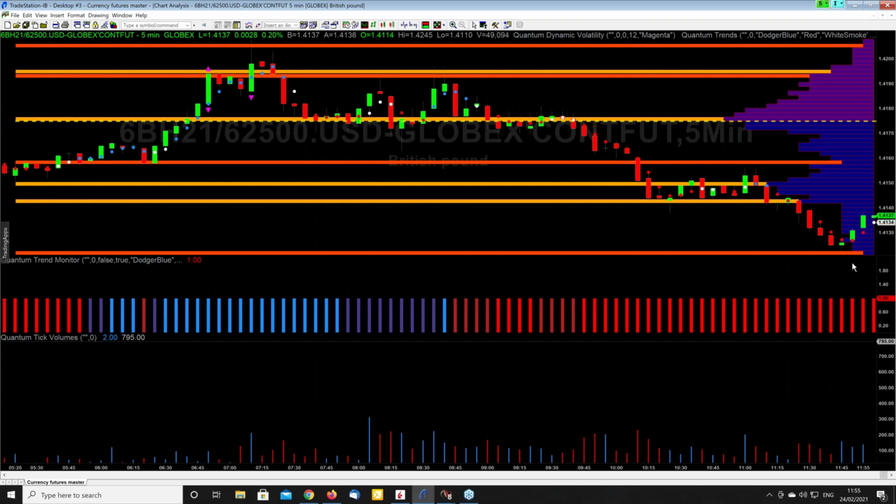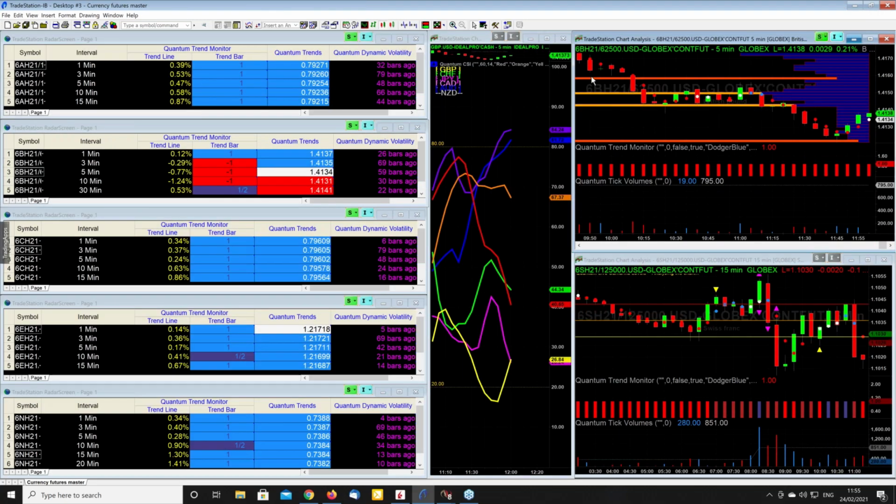Is that enough to reverse this trend? Then you'll be looking at slower time frames to figure that out for yourself. And obviously in due course, you'd see the trend dots start to change, the trend monitors will start to change, and you see maybe a change in the volume profiles as well. Right, I think I'm just going to pause there.